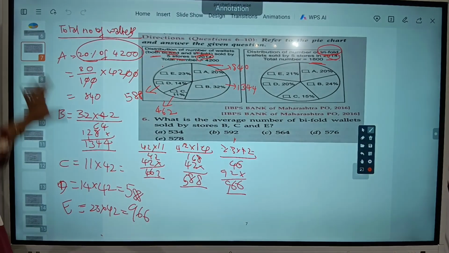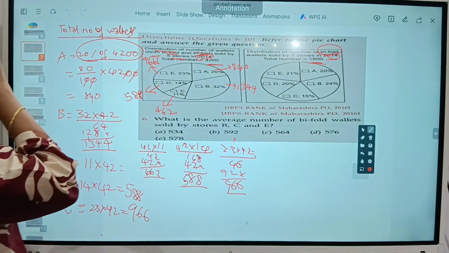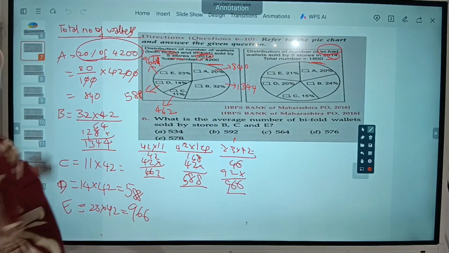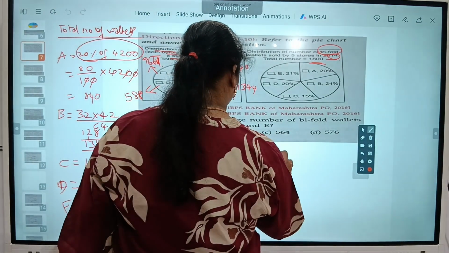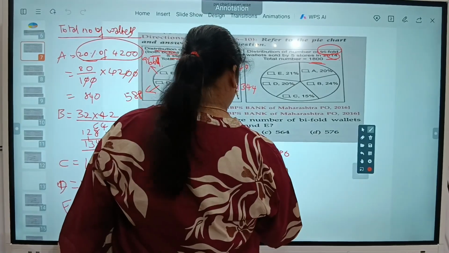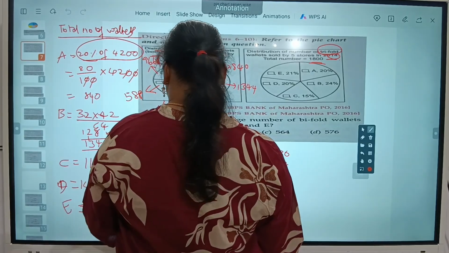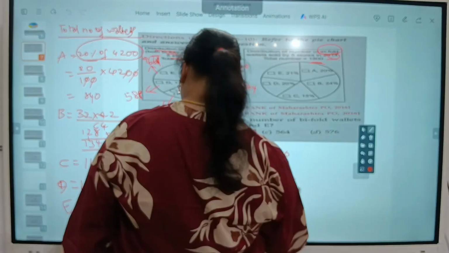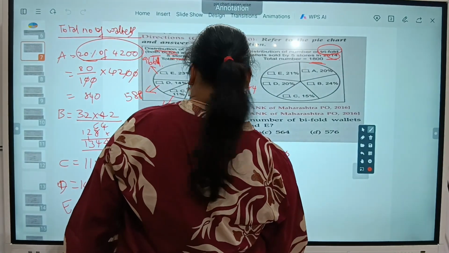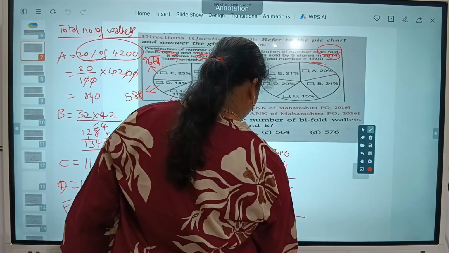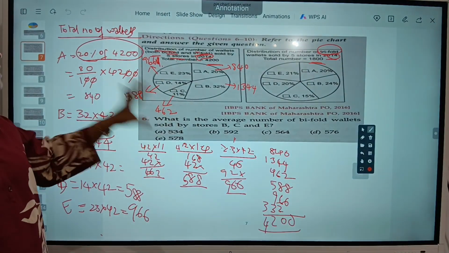Okay, we have to add up all these values so that we can check whether the values are correct or not. Now we will add up all values together: 840, 1344, and again 462, 588, 966. So it is coming 4,200. So the calculation is correct here.